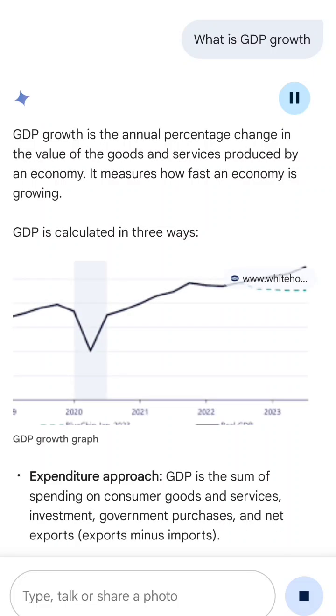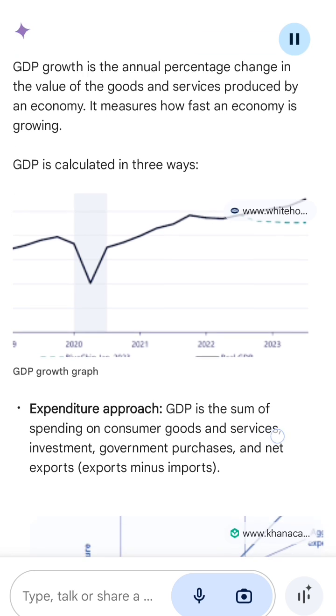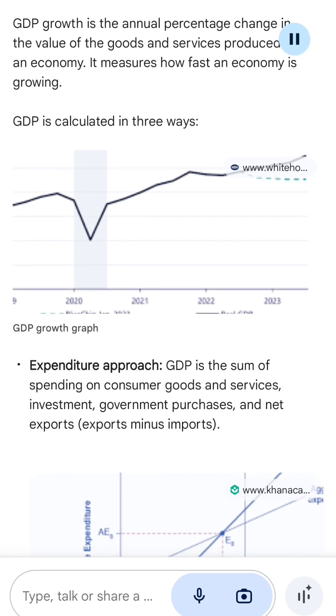GDP growth is the annual percentage change in the value of the goods and services produced by an economy. It measures how fast an economy is growing. GDP is calculated in three ways.